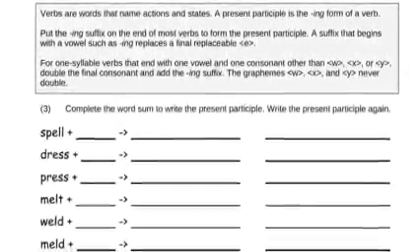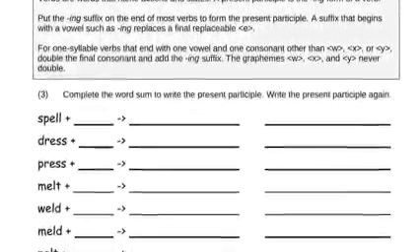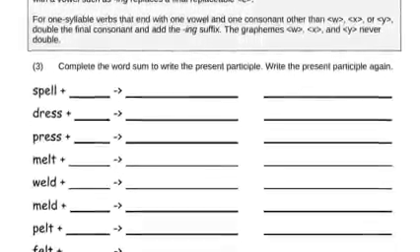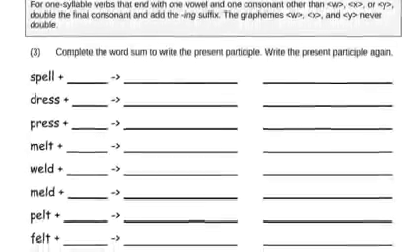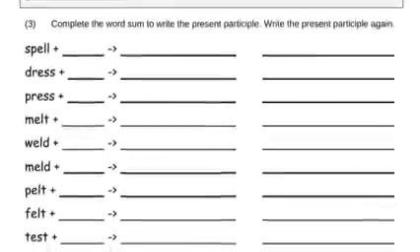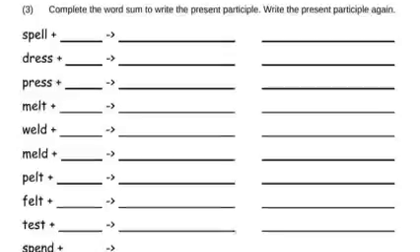Every word is made up of at least one morpheme. A word sum shows how a word is built. For example, spell plus ing is spelling. The ing suffix attaches to the base spell to form the present participle spelling.